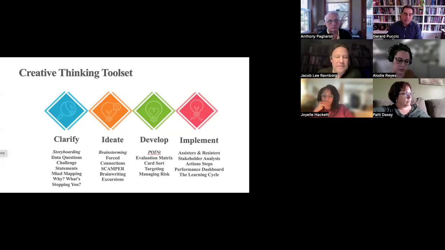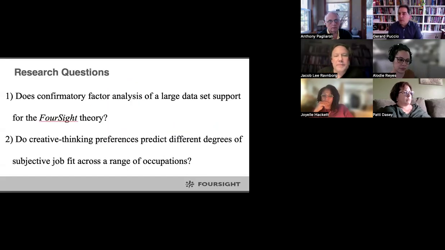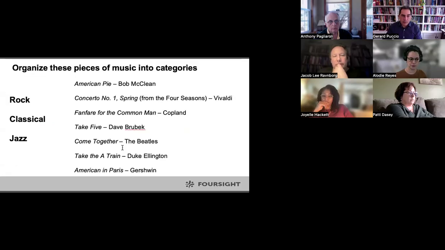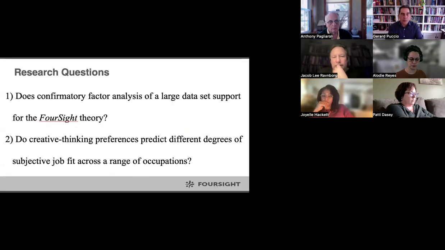So yeah. Thank you. Here are the two questions that are dealt with in terms of this research analysis. The first question: does confirmatory factor analysis of a large data set, 66,000 people, support the FourSight theory? Second question: does creative thinking preferences predict different degrees of subjective fit across a range of occupations? So the first question is, does the theory actually exist?